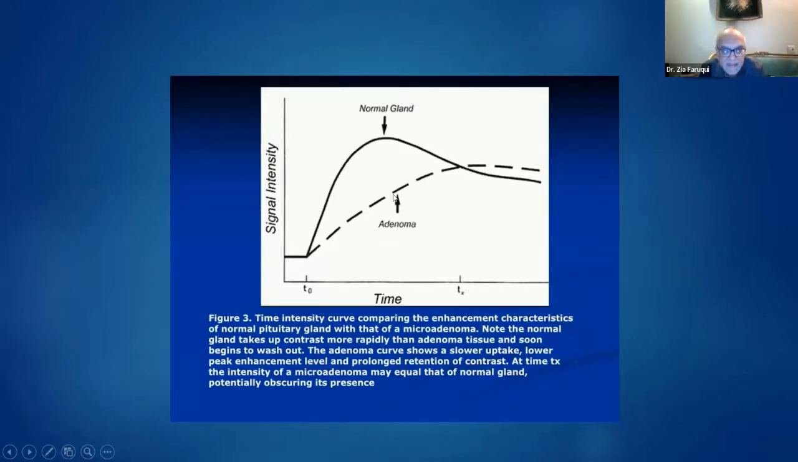Adenomas have a slightly different pattern of enhancement as compared to the normal gland. The normal gland will peak early and then will wash out. Adenomas will have delayed enhancement as compared to the normal gland, and then they will retain contrast for a longer period than the normal gland as well. So in cases where it's important to pick up the gland, for example, if the patient has Cushing's disease or needs surgery for whatever reason, you can do dynamic imaging of the brain to pick up the adenoma.